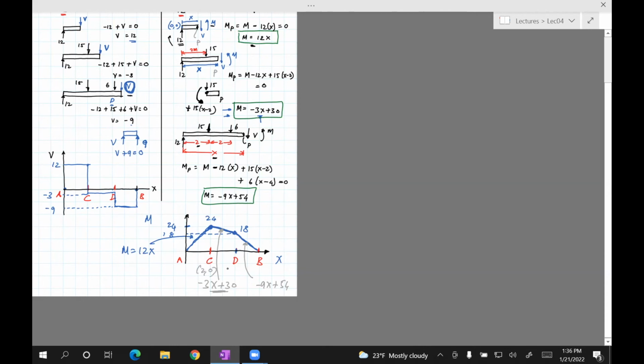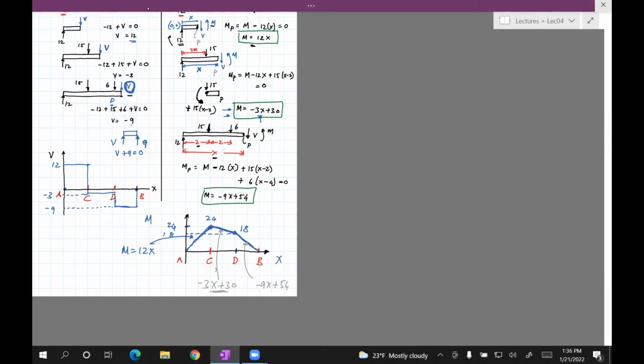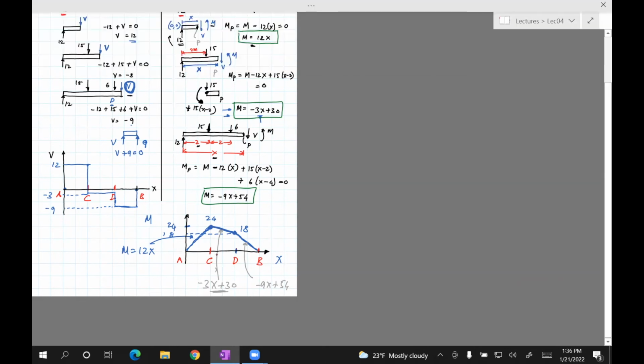Or rather, maybe 2 comma 0. It's a different pen. So this point is 2, 0. This point is 4, 0. This point is 6, 0. So all I do is in this equation, I put x equals 2. So if I put x equals 2, I get 24. And then to get point D, this 18, I put x equals 4, which is the coordinate of this point, and that comes out to be 18. And similarly, if you put x equals 6 in this equation, you get the moment at B equals 0. That's how you get it.